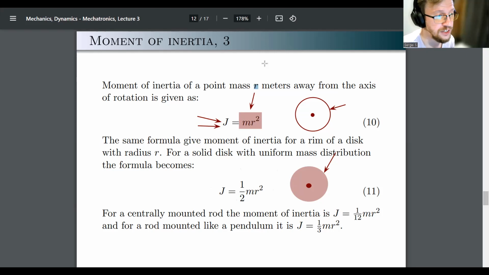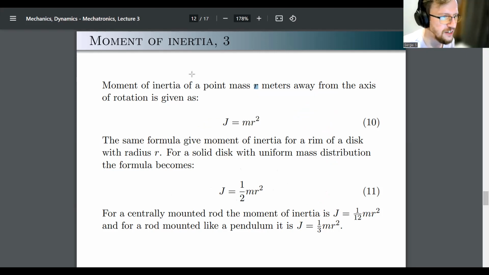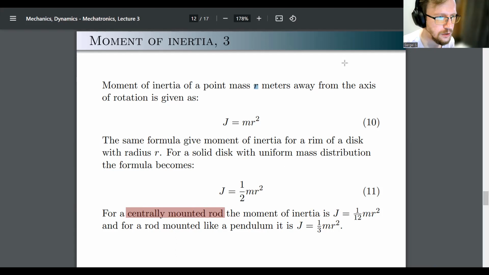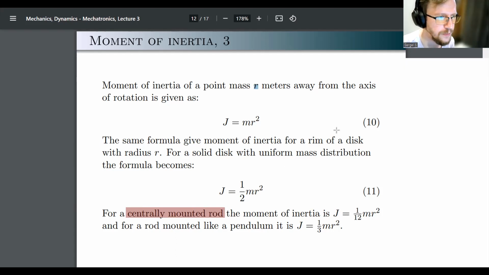Okay, this is another famous formula. Now, for a centrally mounted rod, what is a centrally mounted rod? Well, let me clear some space. Okay. Now, what is this centrally mounted rod?